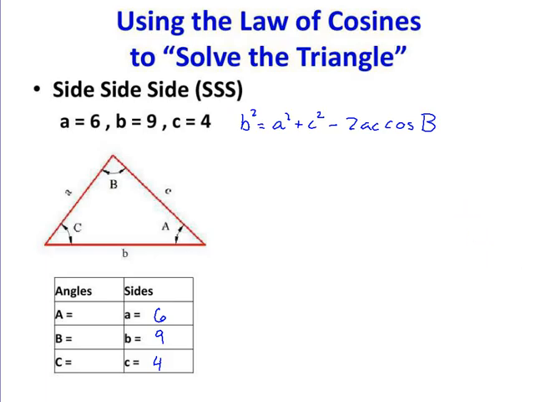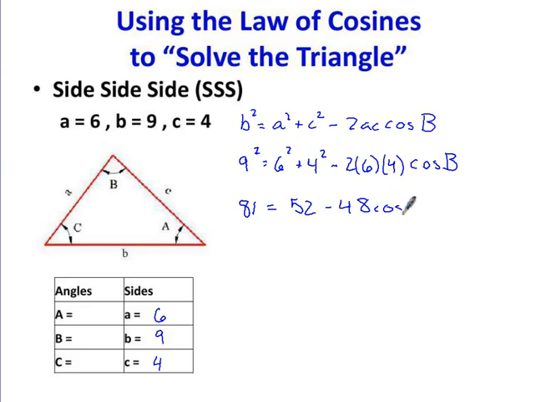Alright, substitute my given information. And then I'm going to solve this, and again I'm going to do the squaring and multiplying first. So this is 81, 6 squared plus 4 squared is 52, 2 times 6 times 4 is 48. Alright, and again, these are not like terms, they cannot be combined. This is not equal to 4 cosine B, you can't just do the subtraction.